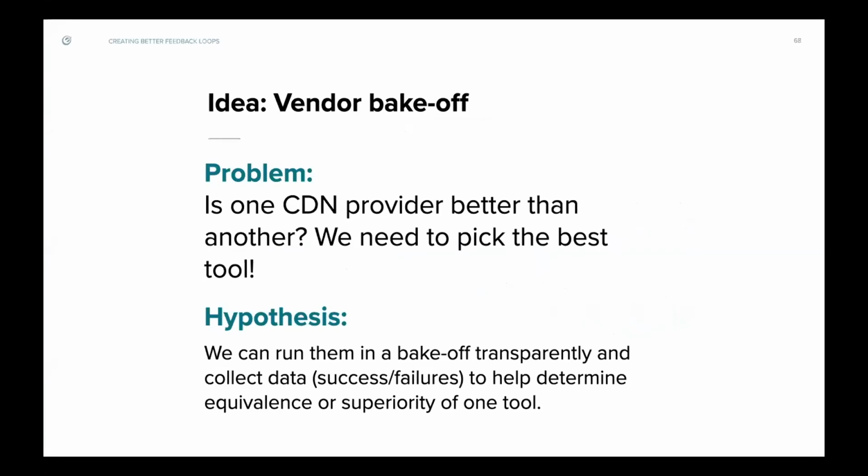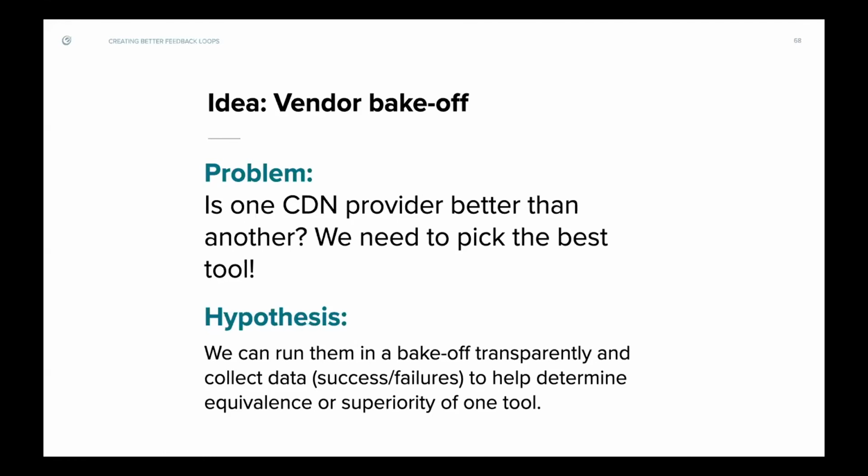One example might be, Optimizely is a company that processes around 500 billion to 1 trillion events per month, depending on the time of year and depending on how busy some of our customers are. Is one CDN provider better than another? That's clearly a very important aspect to us.